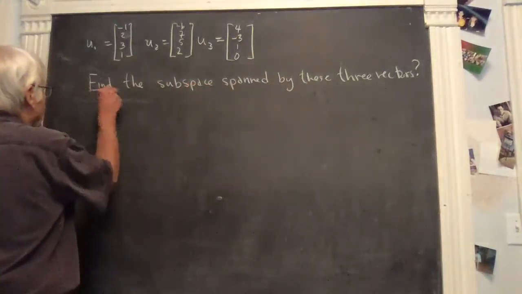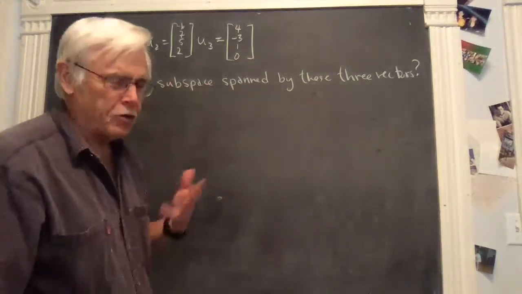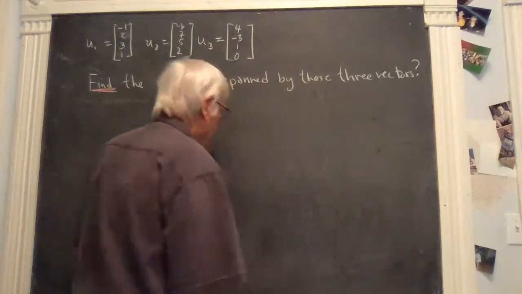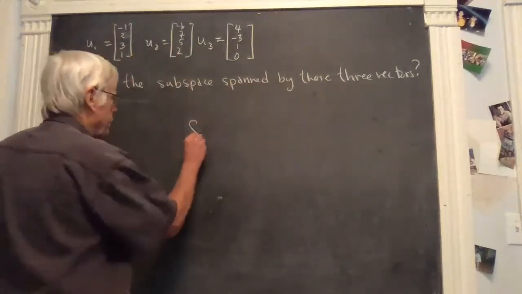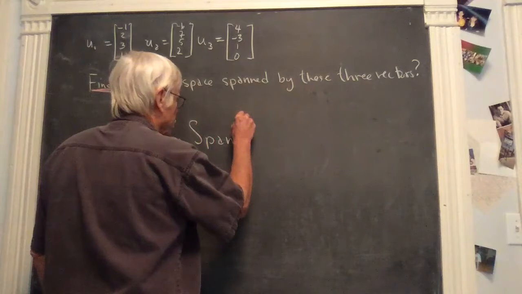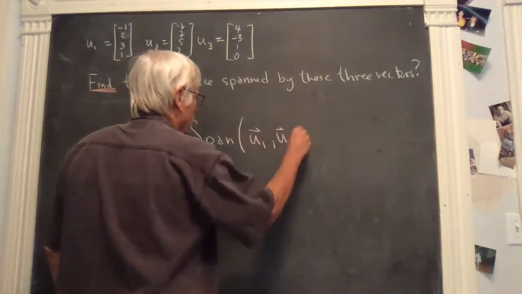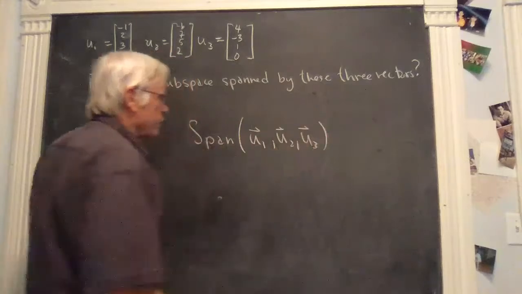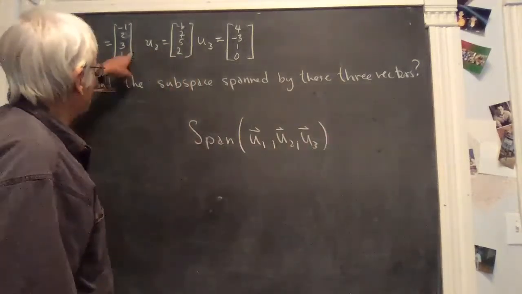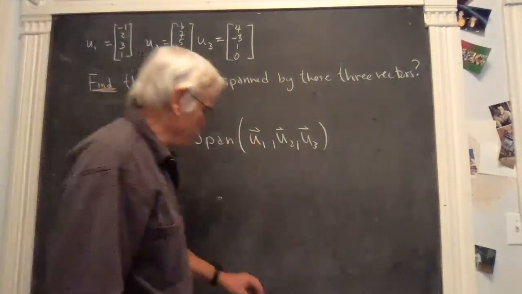So the word find is what we're talking about here. I really want to know what this is. There is a clear answer to this and an easy answer. The answer is the span of the three vectors. So the span of u1, u2, u3, literally, is the answer to this question. This is the subspace spanned by those three vectors.